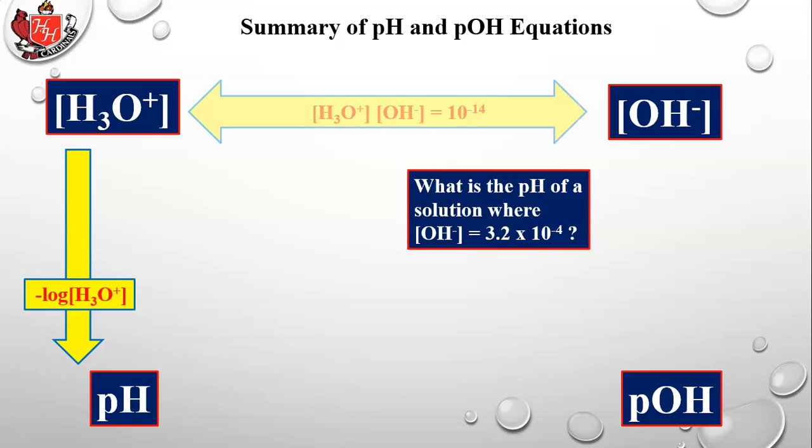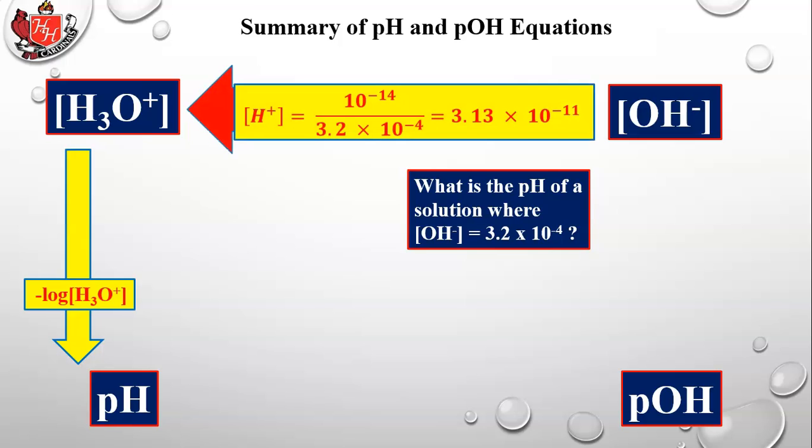Okay, so the first one is, you have to solve for the H plus, which is the H3O plus concentration. That's 10 to the minus 14th, Kw, over the OH concentration you were given, and that gives you 3.13 times 10 to the minus 11th for the H3O plus concentration.